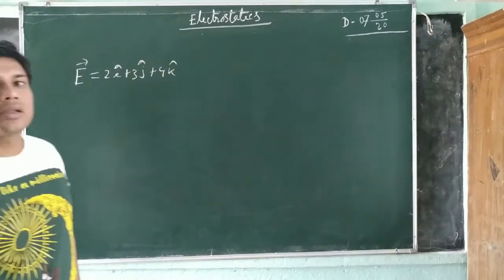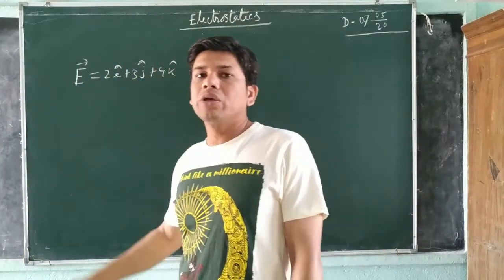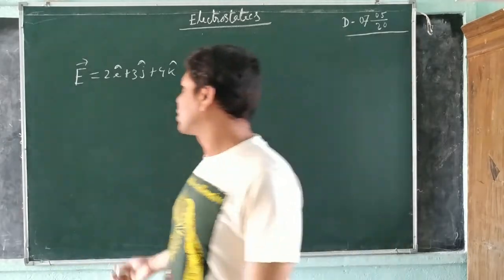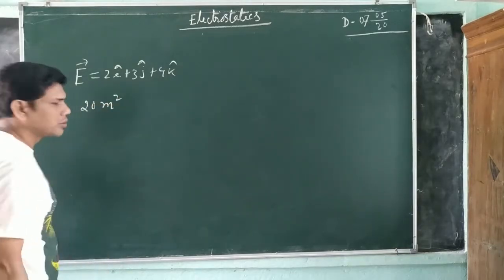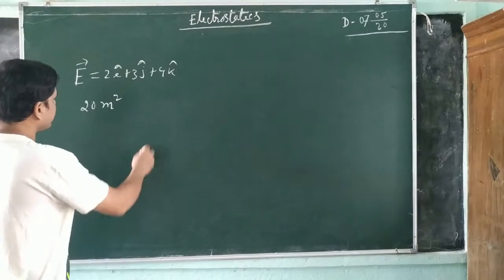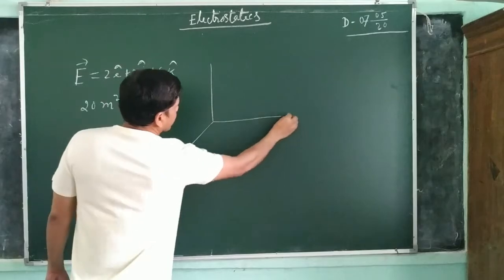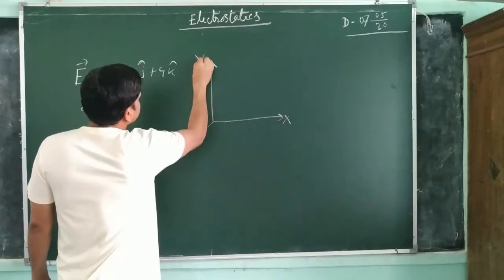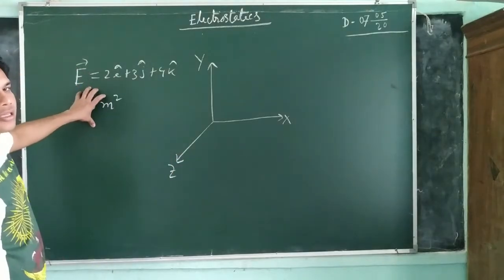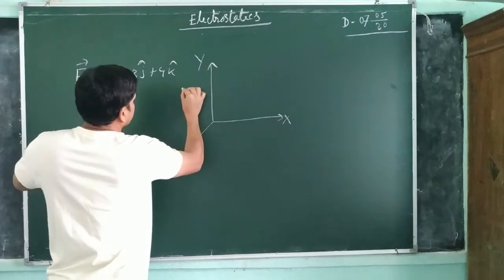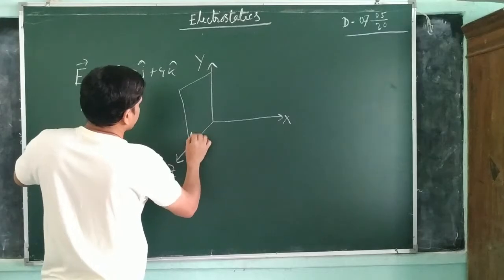And it is asked that you have to find the electrical flux passing through a surface area which is in the YZ plane. Let that surface area be 20 meters square, and this surface is in the YZ plane. Now, this is the x-axis, y-axis, z-axis. This is the plane, the YZ plane.